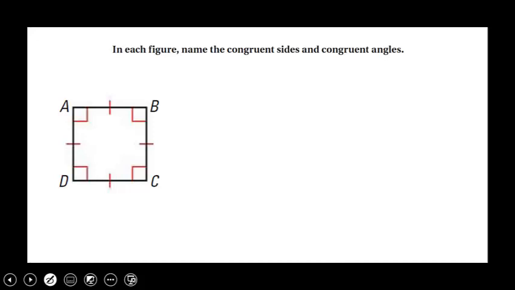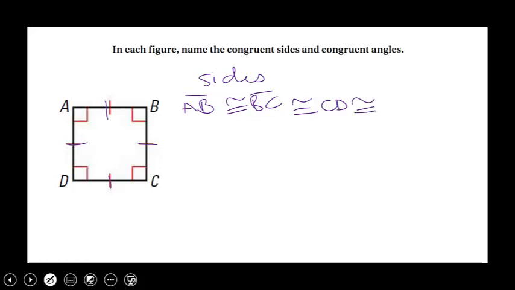Here we have a square. So what do we know about the square in terms of sides? We know that for a square, all sides are equal. Is this true? Yes. AB has one slash, BC has one slash, CD has one slash, DA has one slash. So for our sides, we're going to say AB is congruent to BC, is congruent to CD, is congruent to DA.